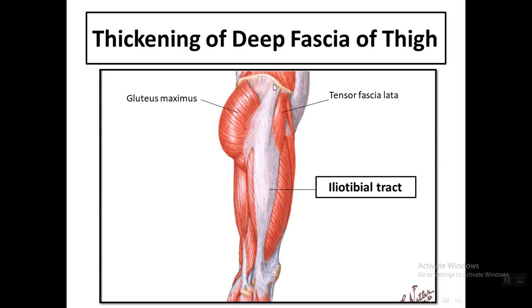The iliotibial tract will give insertion for the tensor fascia lata and for the major part of the gluteus maximus muscle. Of course the deep fascia will split to enclose the gluteus maximus and to enclose the tensor fascia lata.